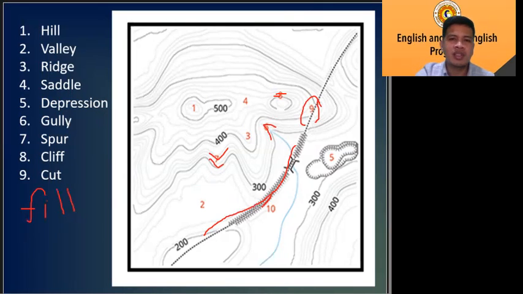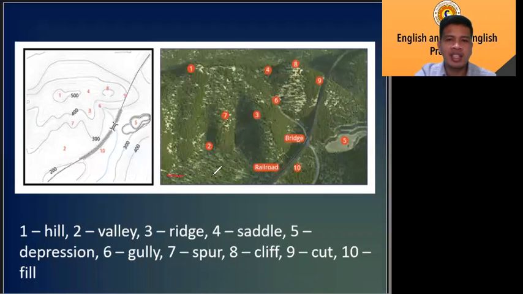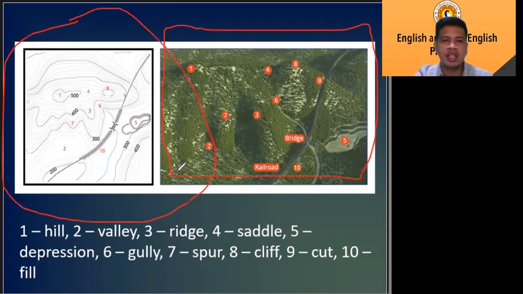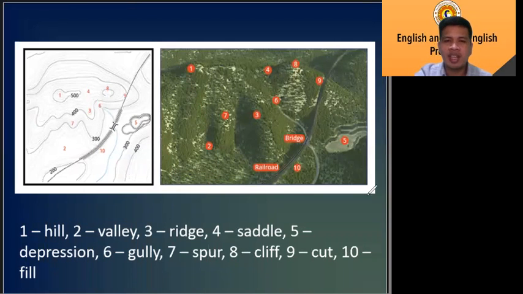So this is how it looks on a topographic map and on the actual ground. This is the actual aerial photo, and this is the topographic map of that area. So see that this is how you can read a topographic map.